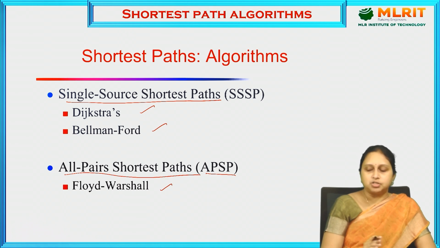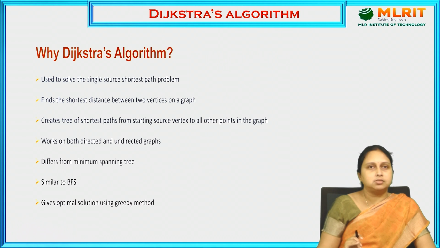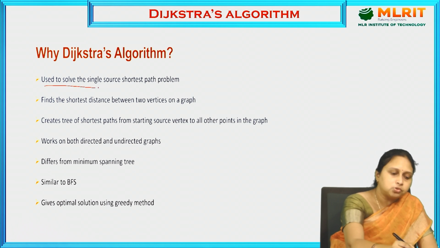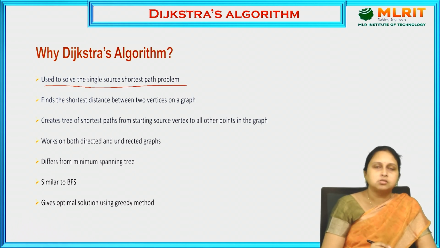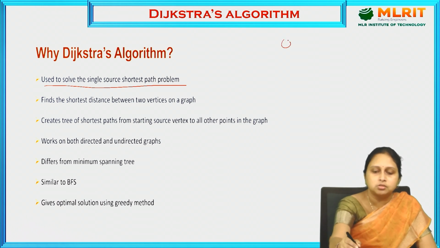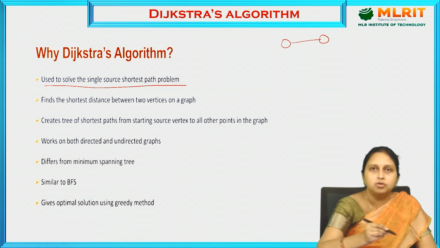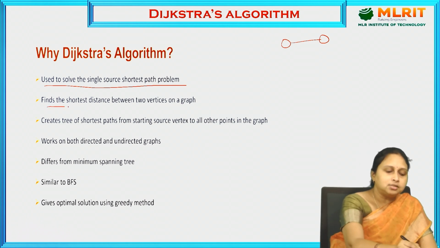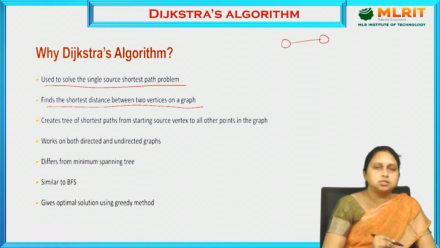First, we will see what this Dijkstra algorithm is, and why we need to study it. Why is Dijkstra's algorithm required to find the shortest path? Mainly, it is used to solve the single source shortest path problem. To find the single source shortest path, we use Dijkstra's algorithm. It finds the shortest distance between two vertices of a graph.